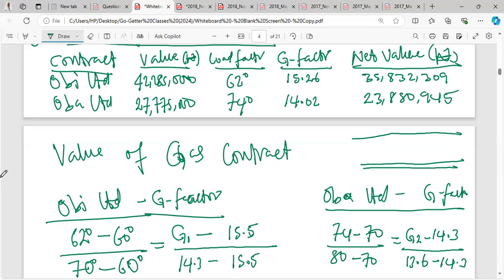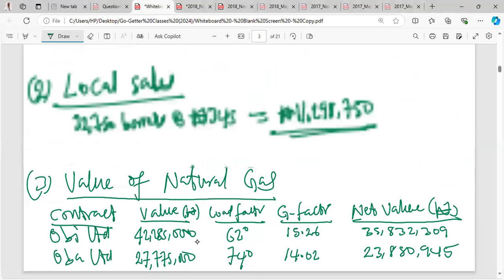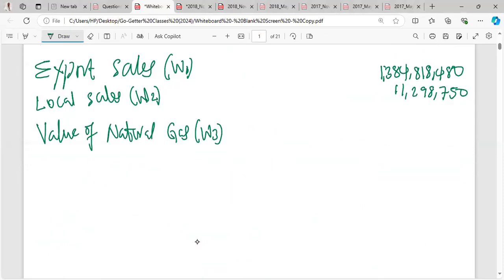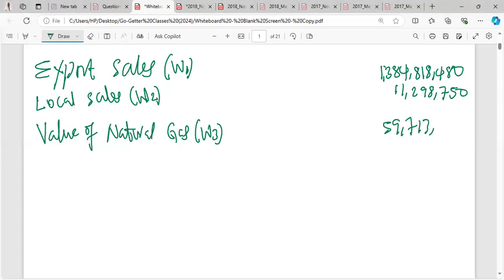The pains we take to get these figures correct. So we now add these two together, 23,880,945 plus 35,832,309. That gives me 59,713,254. So we'll take it up now and fill it there. So you can imagine if we were not doing walk-ins, how our answers would have been.